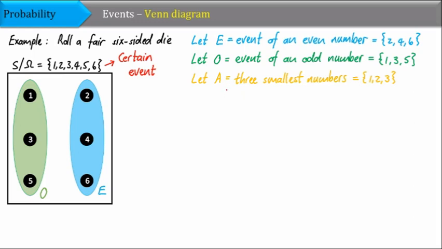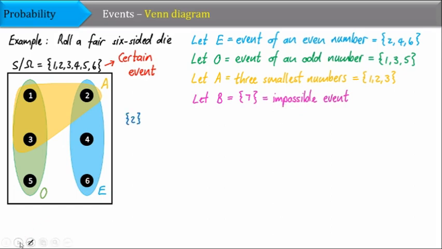Right, thirdly, let A be the smallest numbers, 1, 2, and 3. So again, numerically, write it in braces. And on my Venn diagram, I will just draw a shape around 1, 2, and 3 and label it capital A. And let B be the event that a 7 has occurred. Now, we don't have a 7 on the Venn diagram because it's for a 6-sided die. So that means event B is an impossible event because it can't happen on the sample space that we have.